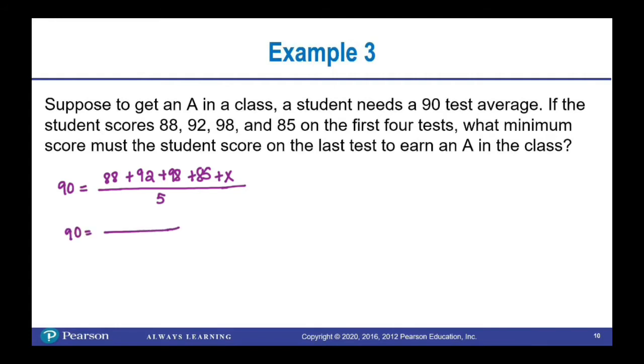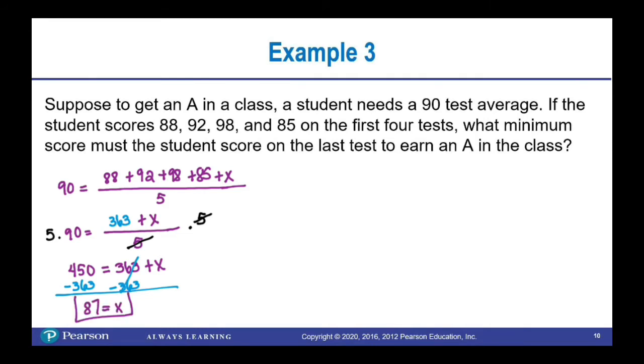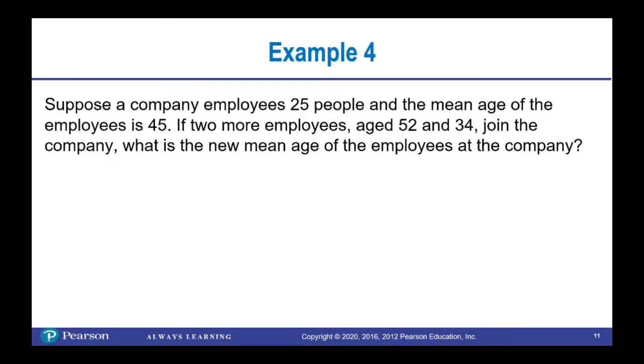In the numerator of your fraction, add 88, 92, 98, and 85, and you get 363. Bring down the plus X in the numerator and the 5 in the denominator. To solve the equation for X, multiply both sides by 5. That gets rid of that fraction. On the left side, 5 times 90 is 450. Bring down 363 plus X. Subtract 363 from both sides, and this tells us that the student needs an 87 to get an A in the course. Look at another example.